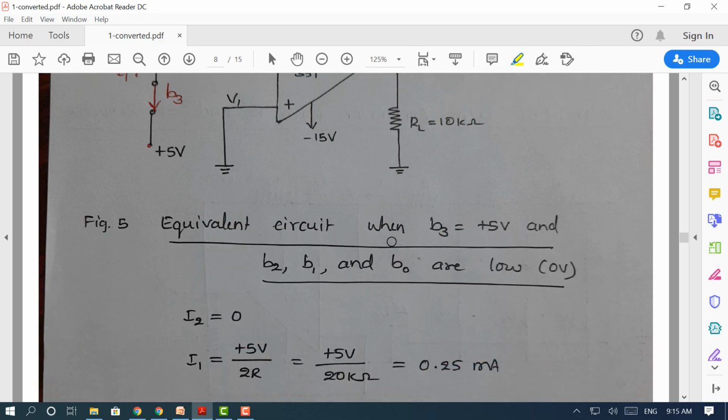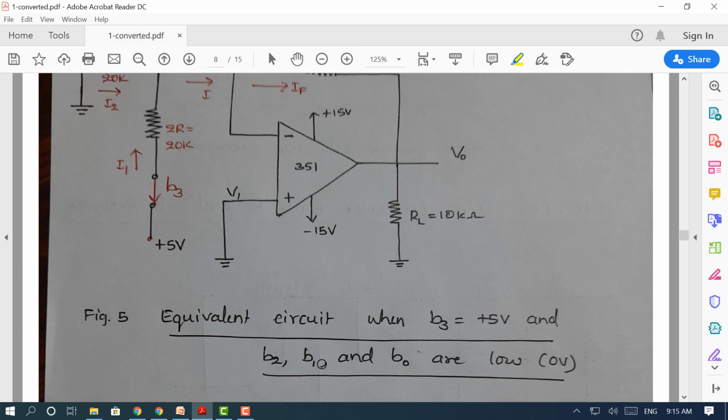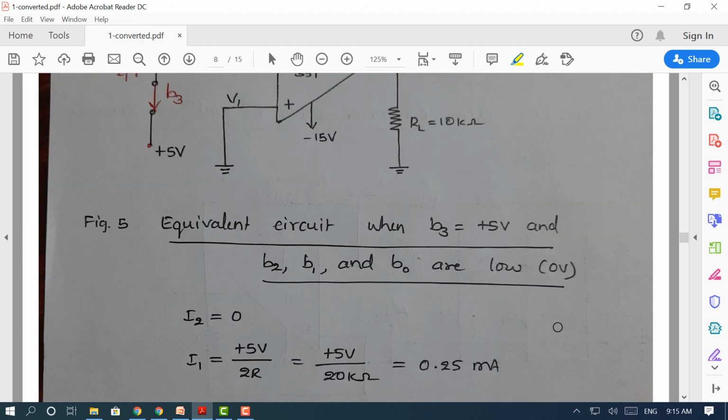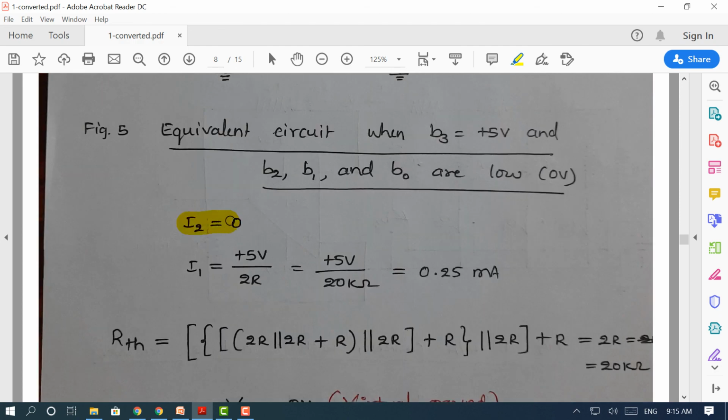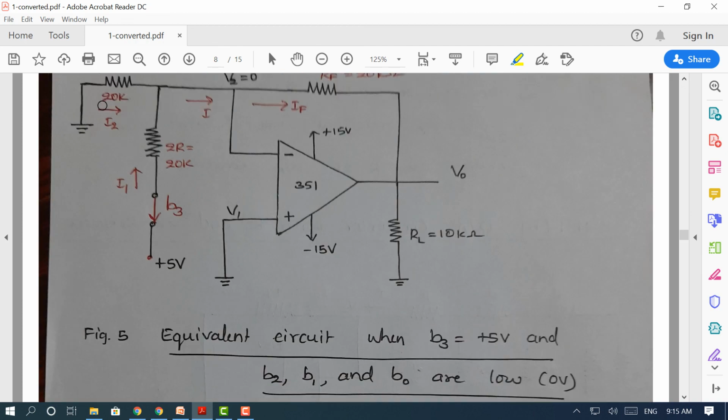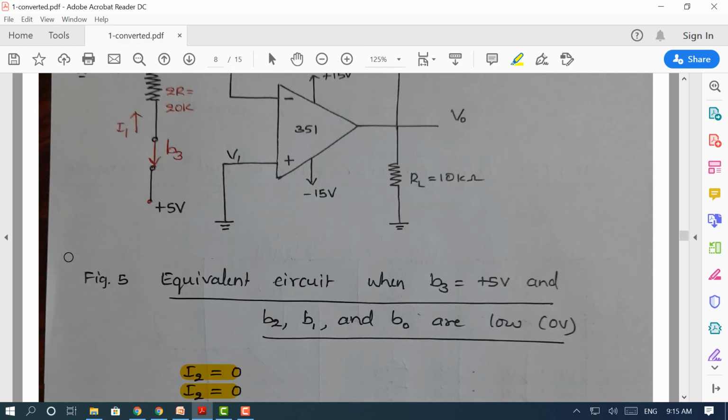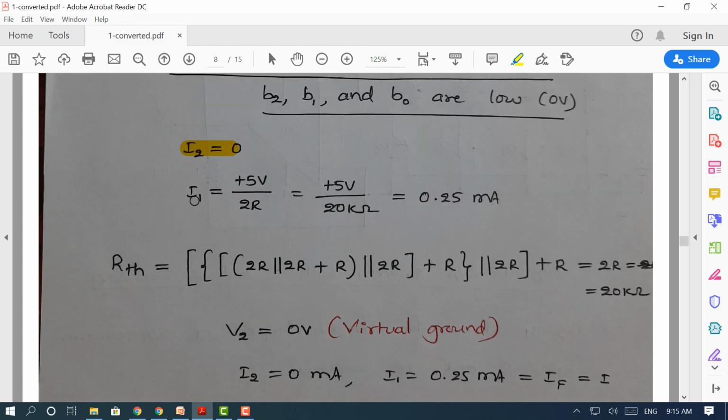So this is the equivalent circuit when B3 is 5 volts and B2, B1, B0 are 0 volts. Since there is no current flowing through this resistance, I2 will be equal to 0. Whereas for I1, there is a voltage across the 2R resistor, which is 5 volts divided by 2R. The 2R value is going to be 20 kilo ohm. So I1 is found to be 0.25 milliampere.